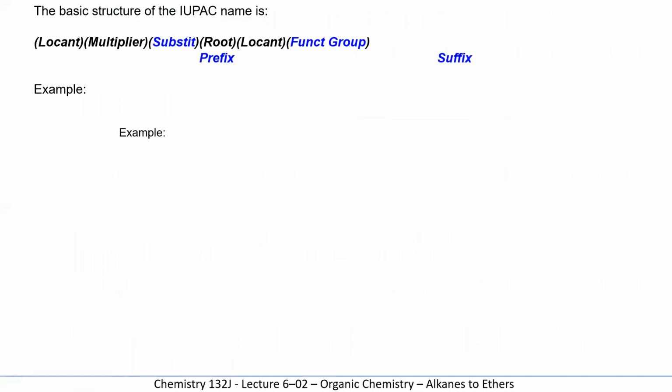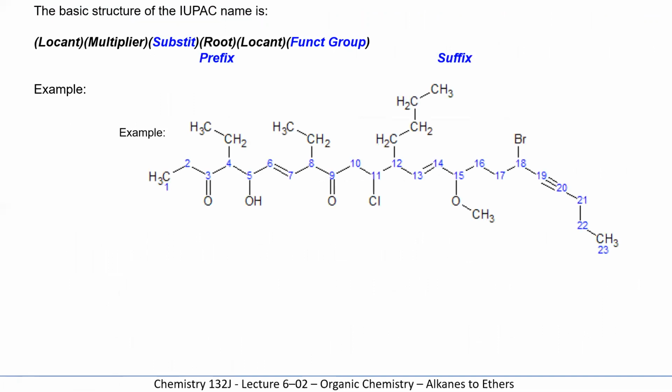Here's an example. You won't ever be asked to name something this complicated, but nonetheless, I'm going to use a complicated example just to show you where we're going to go. In this case, we decided to number the chain from this end simply because of the functional group, double bond O, which is a carbonyl group. It's a ketone if it's in the middle of a chain. So this is a dione because there's two of those functional groups there. And there's also a methoxy over here, which is an ether side chain.